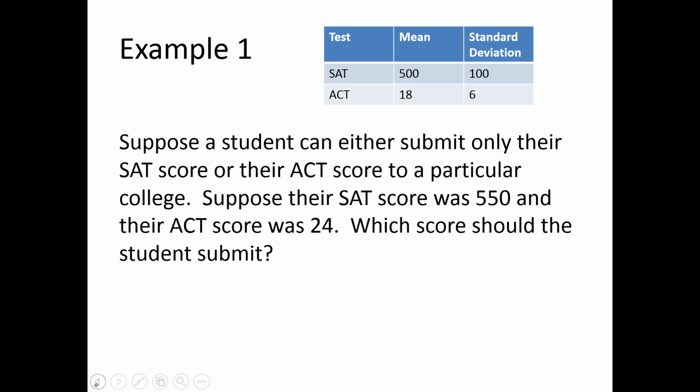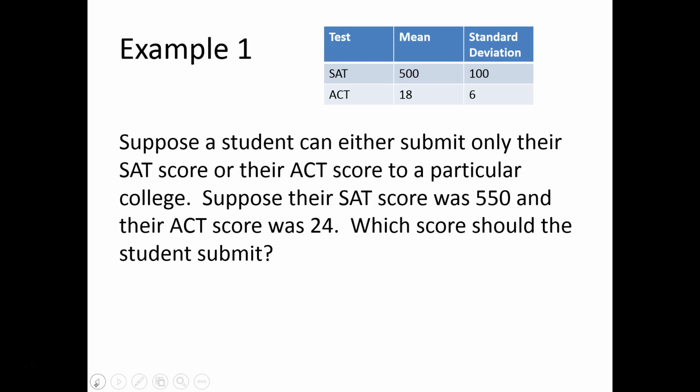So suppose a student can either submit only their SAT score or their ACT score to a particular college. Suppose their SAT score was 550 and their ACT score was 24. Which score should the student submit? The thing about z-scores is it does a nice job comparing any data point to all the other data points. A high z-score would mean that you're far above the rest of the data. If it's a lower z-score, that would mean you're not as far away. So let's take a look.